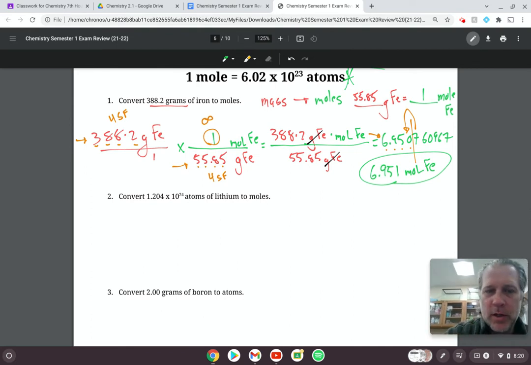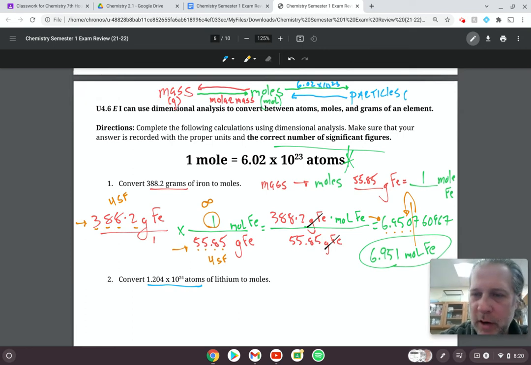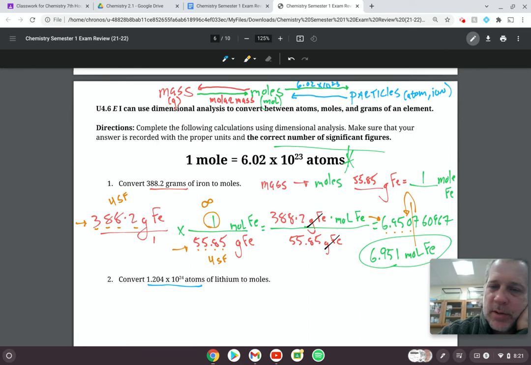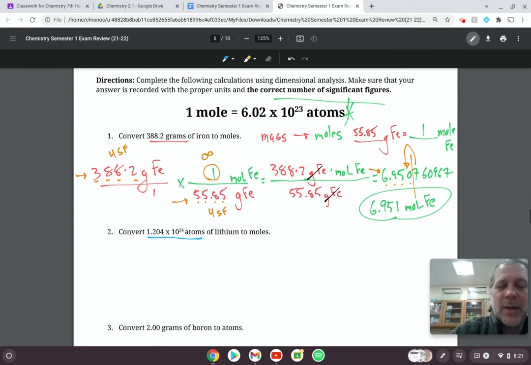In this one, I'm given the unit of atoms, which is like particles. So particles are atoms or ions. Okay, so atoms or ions can be particles. So in here, I'm asked to convert the 1.204 times 10 to the 24th atoms of lithium, and I'm going to put that over 1.